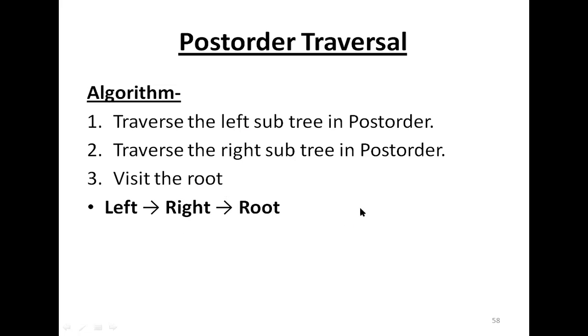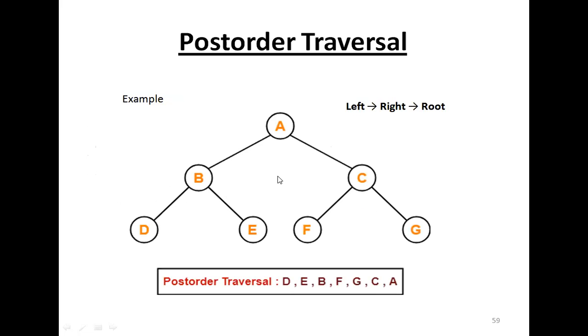Now let us take one example, the same tree I'm taking. So left, right, and root. Starting from this root node, you have to go to the left. So going to the left, then again left. So this is the last, and after that there is nothing else. So print D.